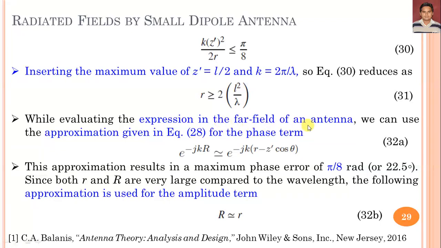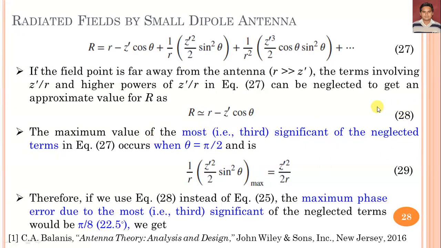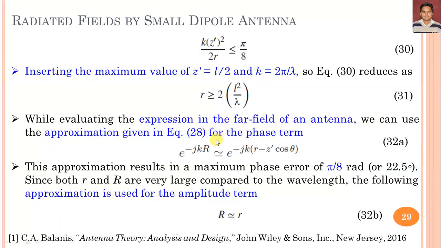While evaluating the expression in the far field region of the antenna, we can use the approximation given in equation 28. This is equation 28 for the phase term: e to the power minus j k r is approximately e to the power minus j k r minus z dash cos theta. This results in a maximum phase error of pi by 8 radian or 22.5 degrees, since both r and capital R are very large compared to the wavelength. So the following approximation is used for the amplitude term. We have considered the amplitude term R as nearly approximately r, and the phase term is equal to r minus z dash cos theta.